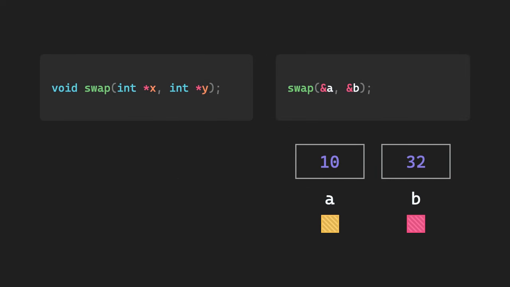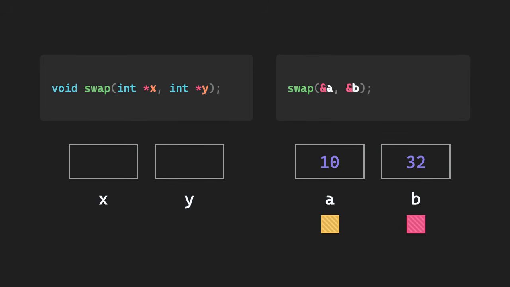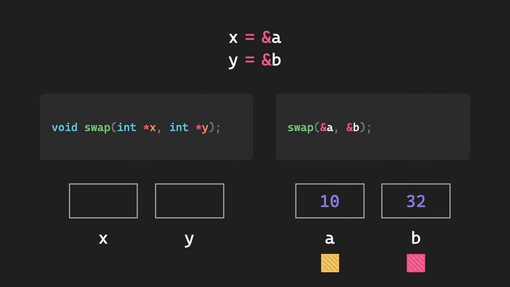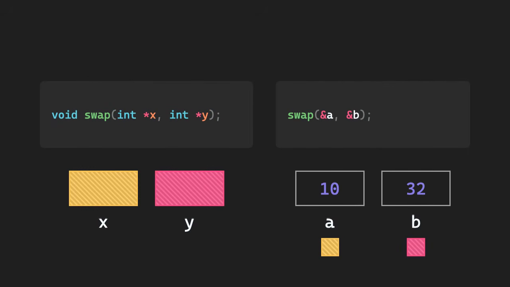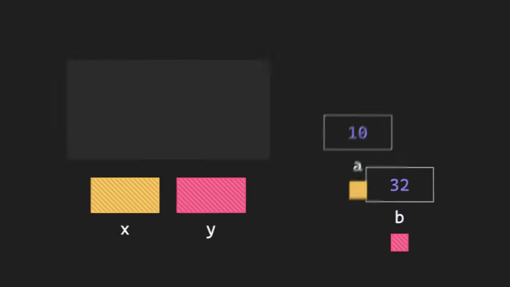Now that we are passing addresses to ints, the new swap function should take two int pointers as parameters to be able to hold those addresses. Whenever this function is called, memory is going to be allocated for the two int pointers, x and y. And just like before, the arguments will be assigned to parameters. We made sure that these assignment statements will be valid by making the function have parameters capable of holding addresses to ints. So x will contain the address of A and y will contain the address of B.